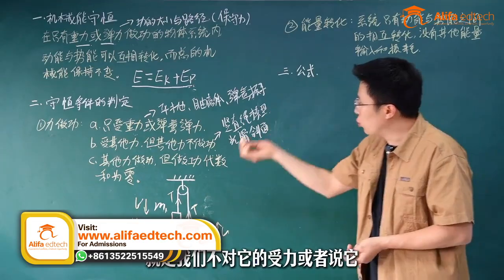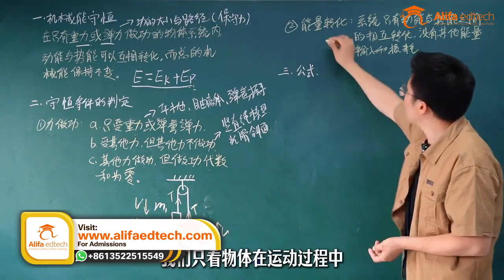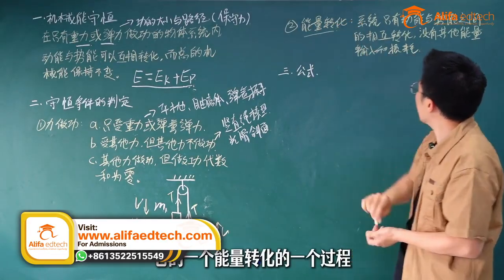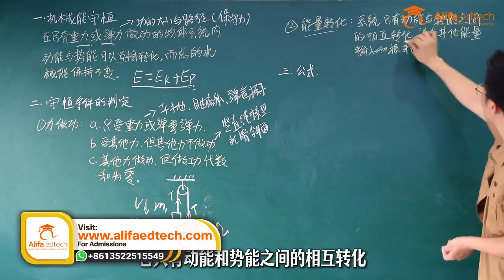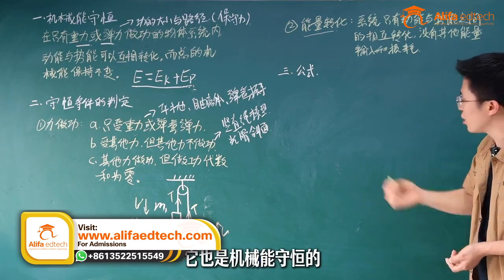Besides this method, there is a second, quite important method. Instead of analyzing the forces or the work in detail, we simply look at the energy transformation process during the object's motion. If, within a system, there is only conversion between kinetic energy and potential energy, and there is no other energy input or loss, then mechanical energy is also conserved.